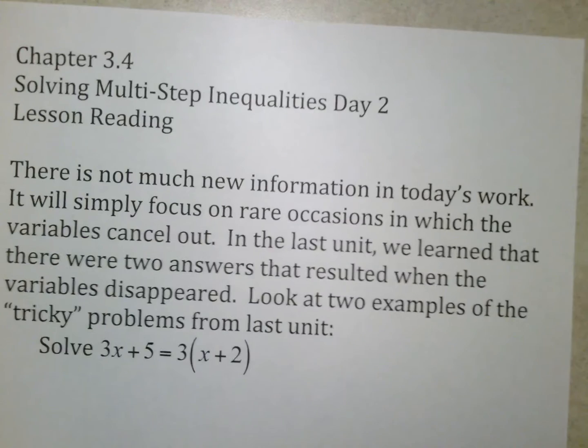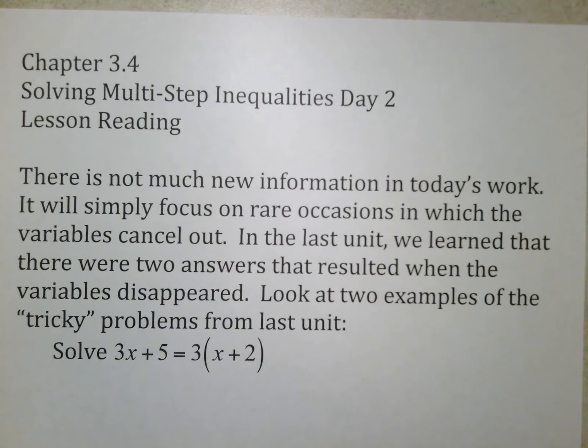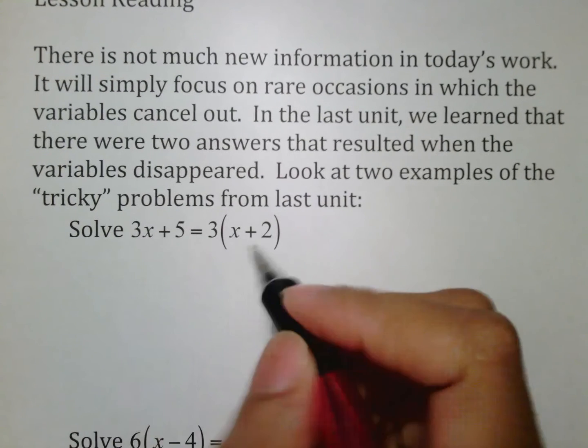Other than that, moving on to the second day of doing the multi-step equations or inequalities. There's not much new information in today's work. It's just going to focus on the rare occasions where the variables cancel out. In the last unit, we saw that, and we found that there were 2 answers that resulted: no solution and all real numbers. Look at the 2 examples of the tricky problems from last unit, and this is pretty much what we're going to see today.